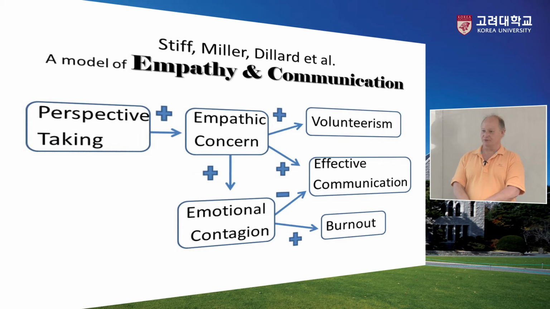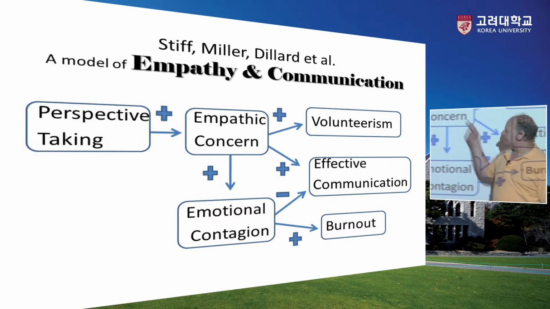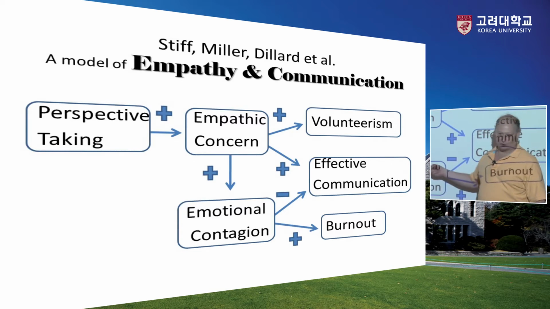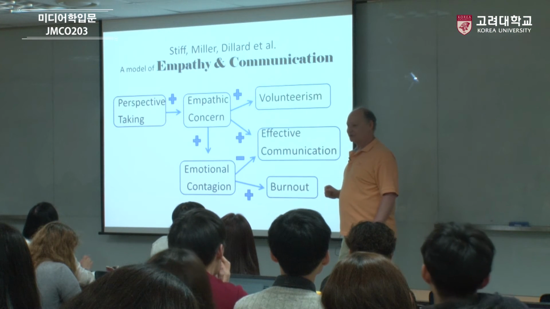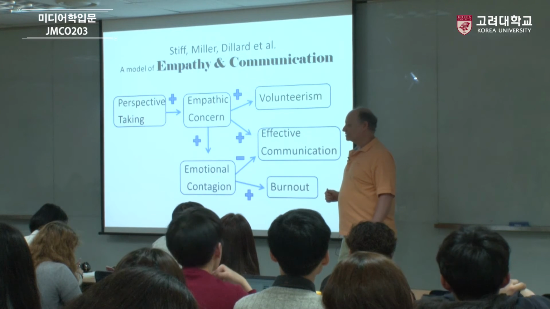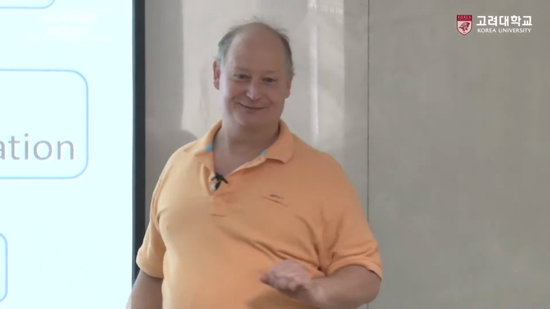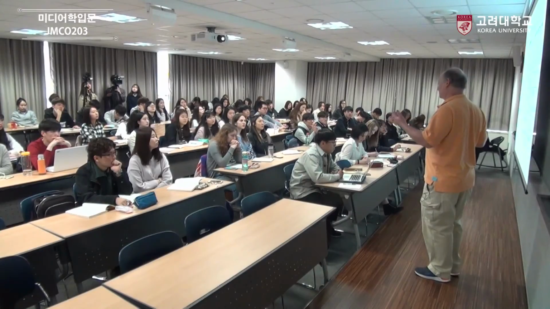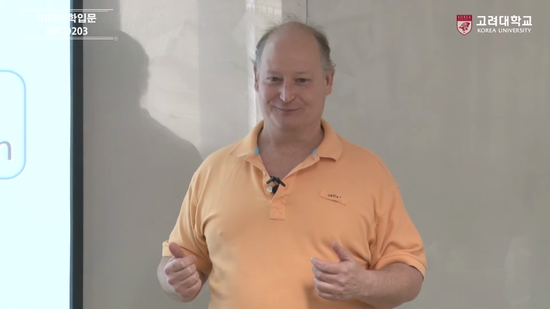And James Dillard is a professor at Penn State. So they did this series of studies where they gave people surveys to assess their perspective taking, their empathic concern, and their emotional contagion. And then in one study, it was done in a persuasion class where they had charities come in and ask for volunteers. Early in the semester, you do the empathy measures. And then later, this person comes in and talks about how they recruit volunteers for their charity. And then they see who volunteers and who doesn't.